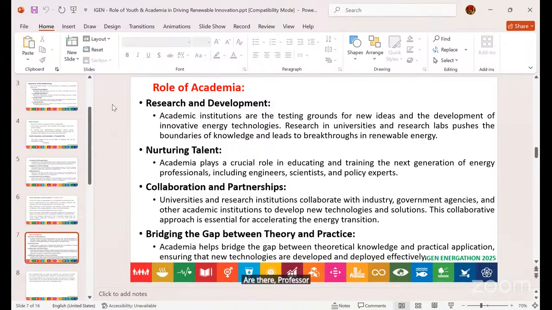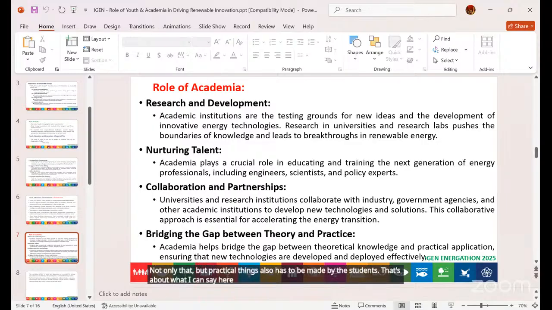And bridging the gap between theory and practice, because all the theoretical things we just teach them, and we just say that this is going to happen if you do it like this. Not only that, but practical things also have to be done by the students. That's about what I can say here.